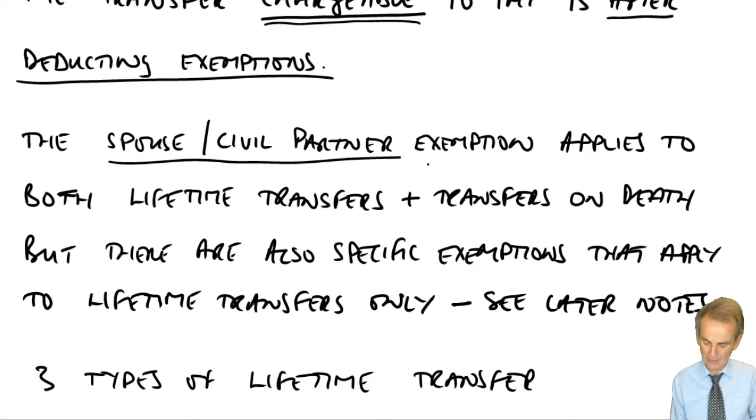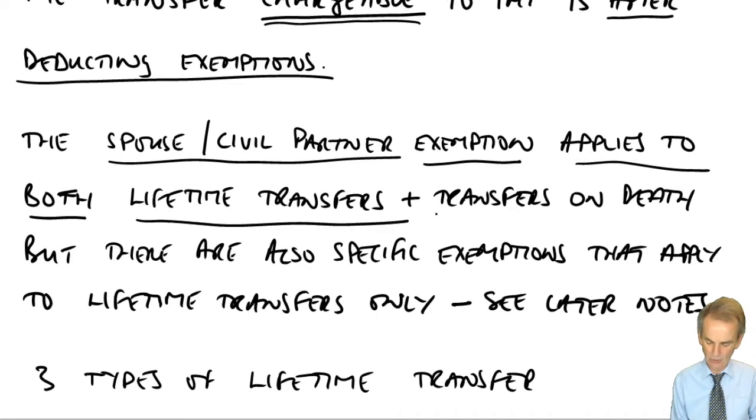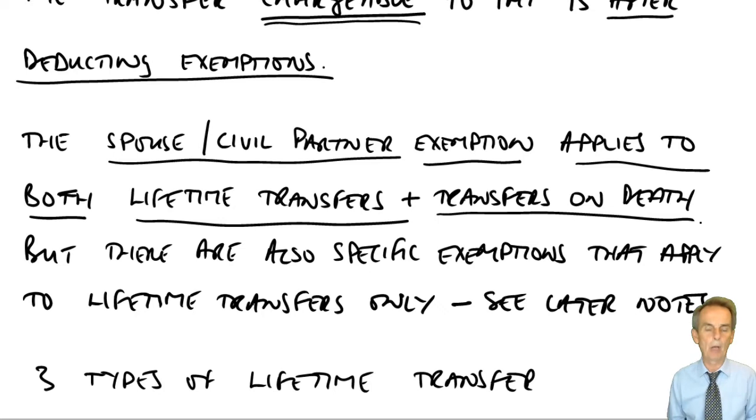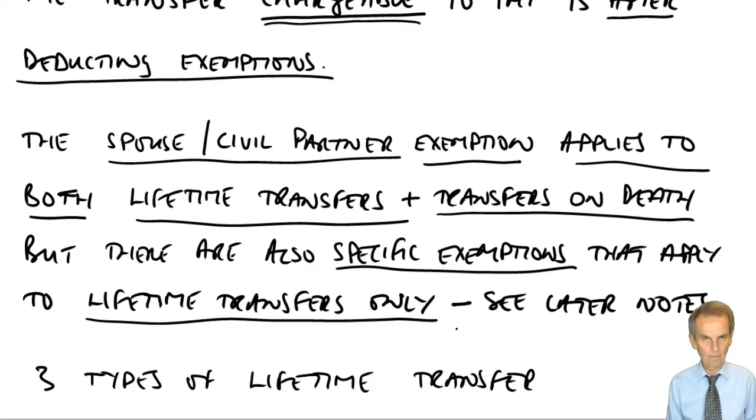So the spouse or civil partner exemption applies to both lifetime transfers and transfers on death. So whether you make a transfer in lifetime to your spouse or you leave all or a part of your estate to your spouse, all of those are covered by that exemption. So both lifetime and transfers on death. But there are also specific exemptions that apply to lifetime transfers only. Now is not the time to concentrate on that specific area of exemption. That comes up in our later notes and a later lecture.